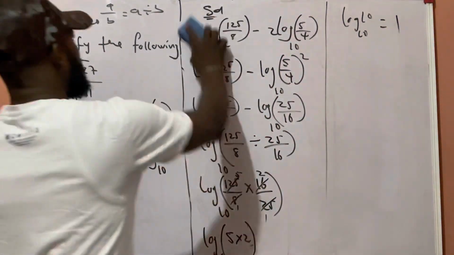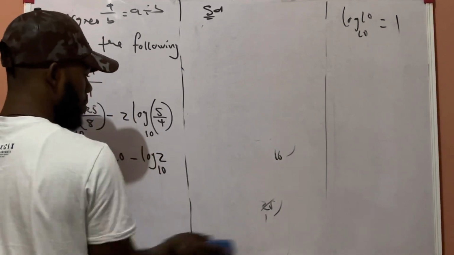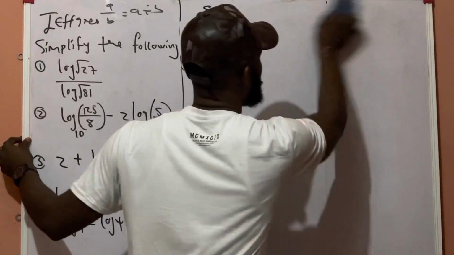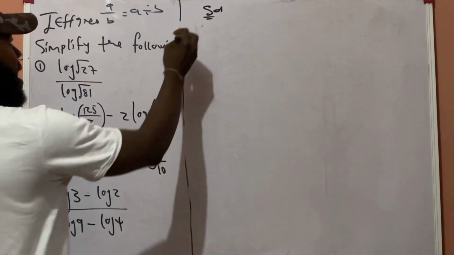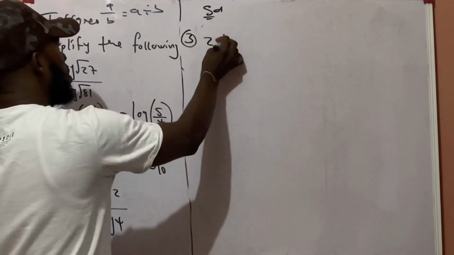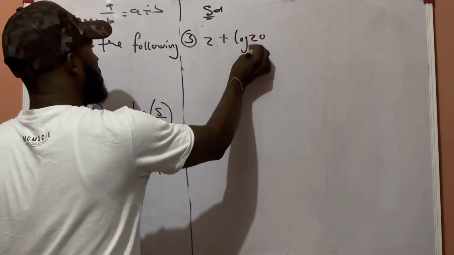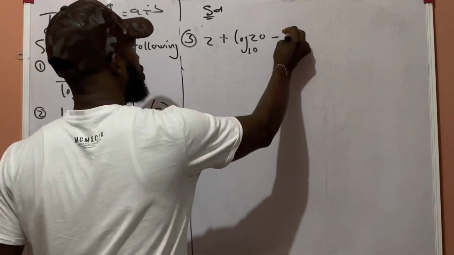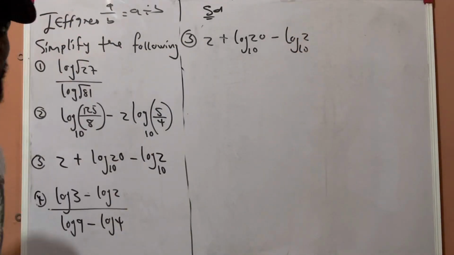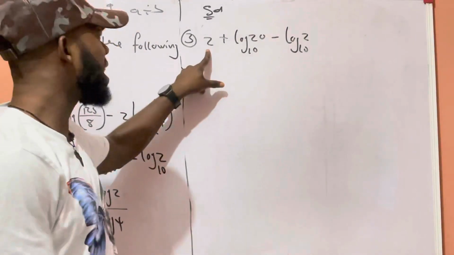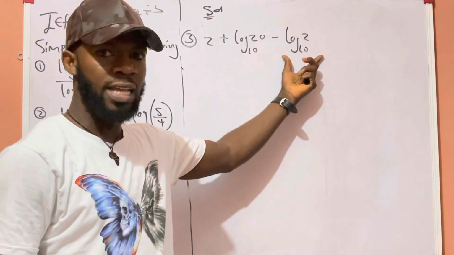Okay, taking on to the next question, which is question number 3. Question number 3 says, simplify 2 plus log 20 base 10 minus log 2 base 10. Okay, now the first thing I said, observe the base. You will take a look at this guy. There's no base here, in fact. But there's a base 10 here, there's a base 10 here.